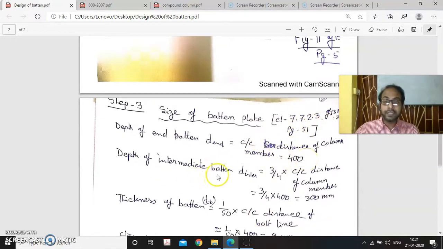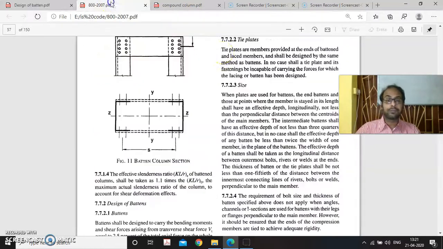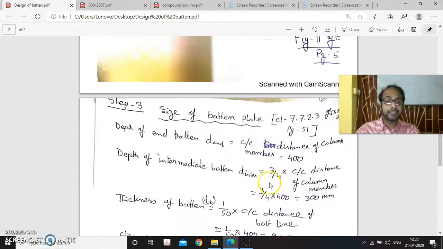Now the depth of the intermediate batten should be 3/4 of the center to center distance. Intermediate batten not less than 3/4 of the distance. So we have taken 3/4 and it is coming as 300 millimeter here.